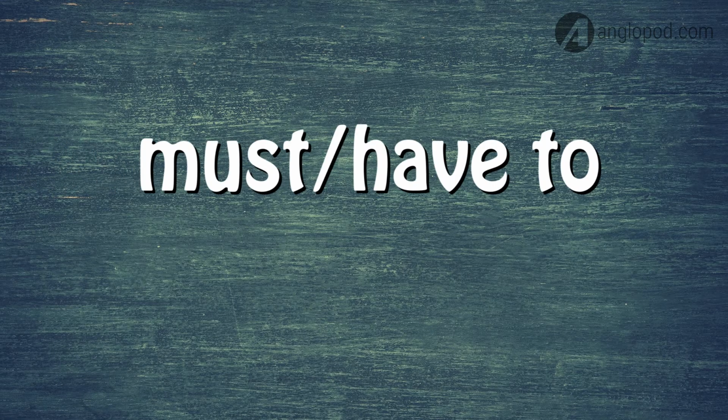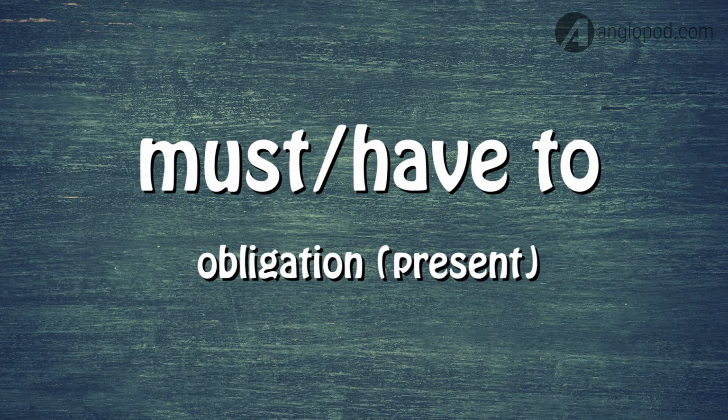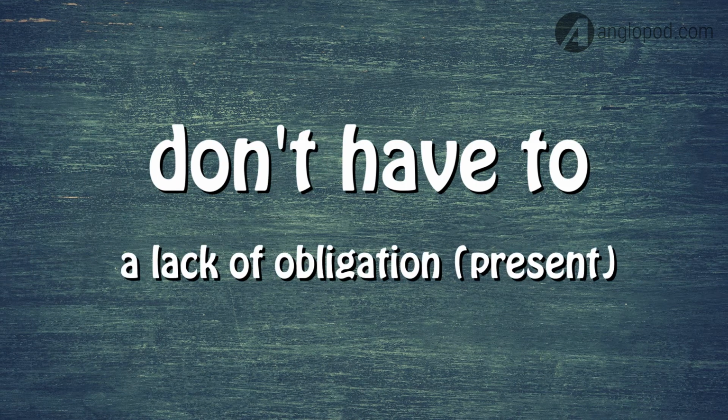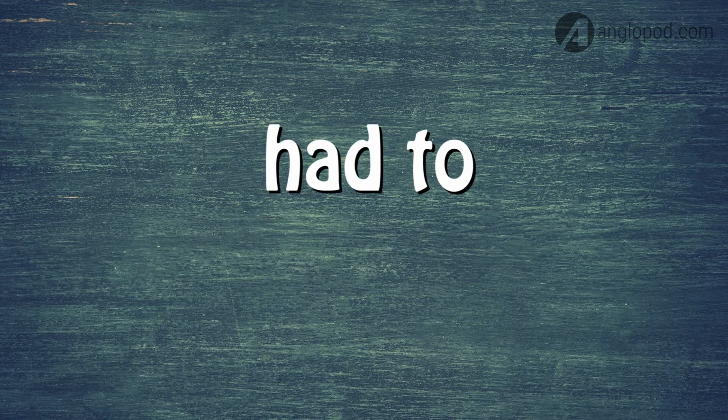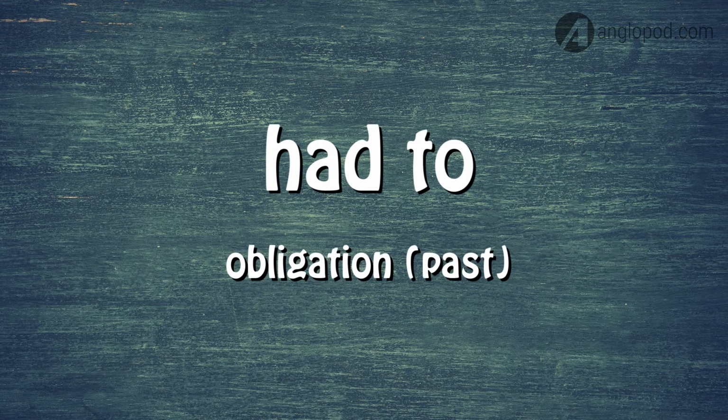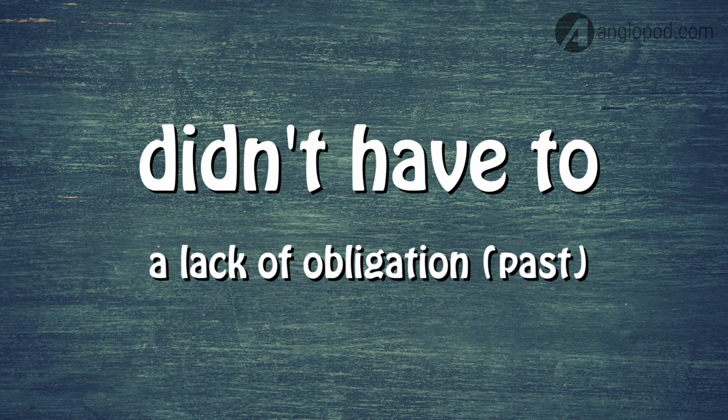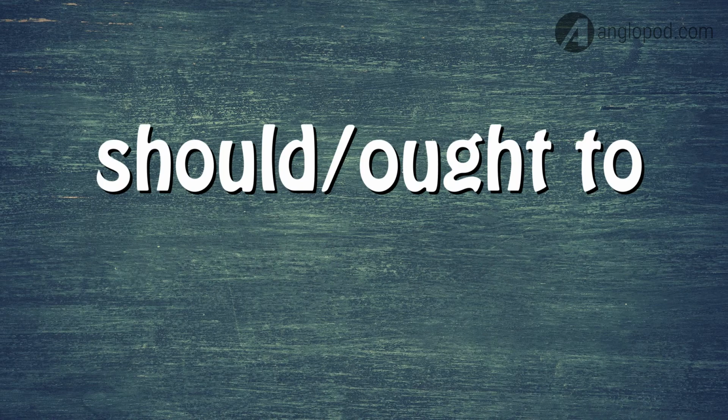So to sum up, must and have to are used for obligation in the present. Don't have to is used for a lack of obligation. Had to is used for obligation in the past. Didn't have to is used for a lack of obligation in the past. And should or ought to is used for advice.